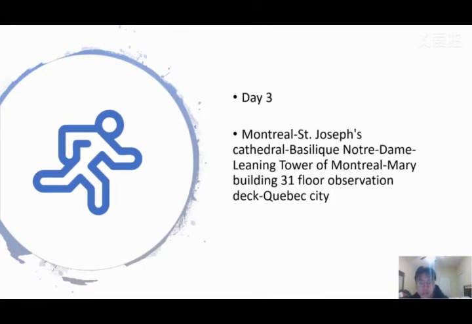At day 3 in the morning, I plan to visit St. George's Cathedral and Basilica Notre Dame. In the afternoon, I'm going to Quebec, the first building in the city's highest, Mary Building, 31st floor observation deck, to see the Quebec City scenery. Then visit Quebec City, the only intact wall in North America.